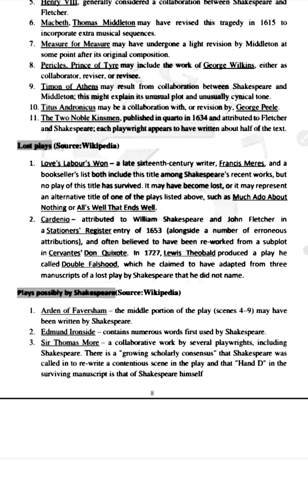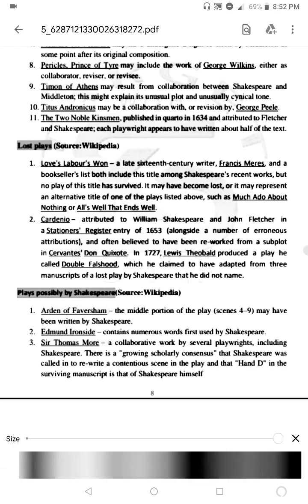Now some lost plays. There are some lost plays of William Shakespeare like Love's Labour's Won. A late 16th century writer, Francis Meres, and a bookseller's list both include this title among Shakespeare's recent work, but no play of this title has survived. It may have become lost and it may represent an alternative title of one of the plays listed above, such as Much Ado About Nothing and All's Well That Ends Well.